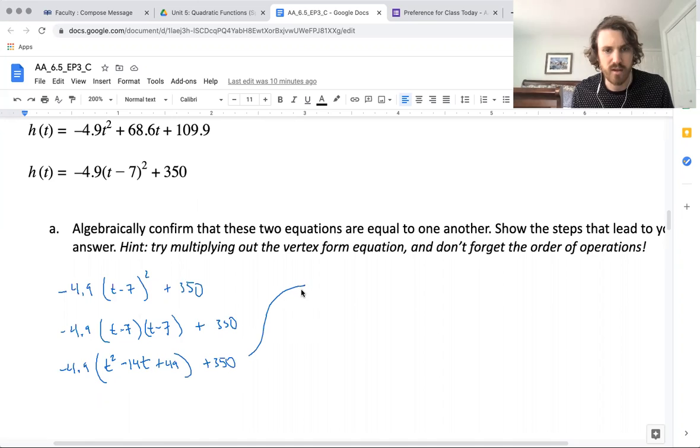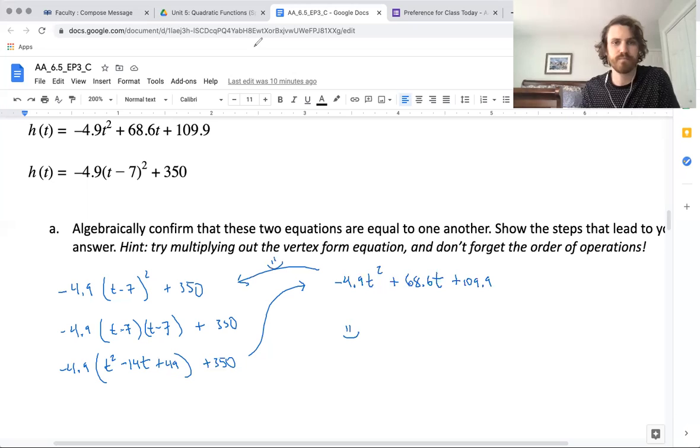Okay, moving over here, we're now going to distribute the -4.9. That would be -4.9t squared. -4.9 times -14, I'm going to assume is a positive 68.6. Pretty sure that's true. And then -4.9 times 49. I don't know what that is, but I'm going to assume when you multiply that and then add 350, you will get 109.9. So it is true that these are equivalent.